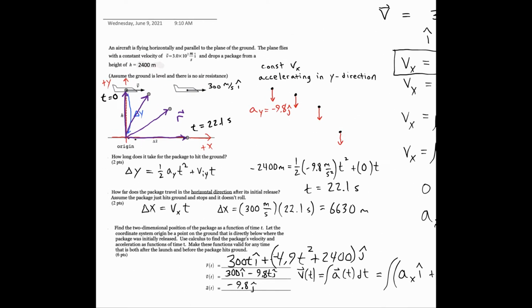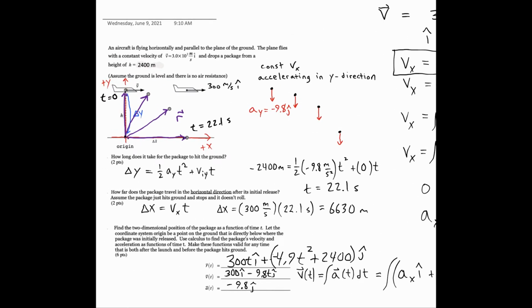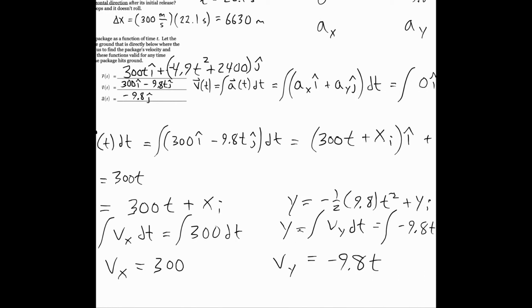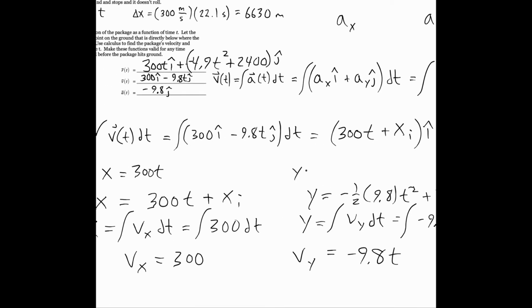So here we'll have x equals 300t plus 0, basically, is what it is. So we don't need any initial position. That's because it starts being above the origin. And over here we'd have y equals negative 4.9t squared plus 2400.